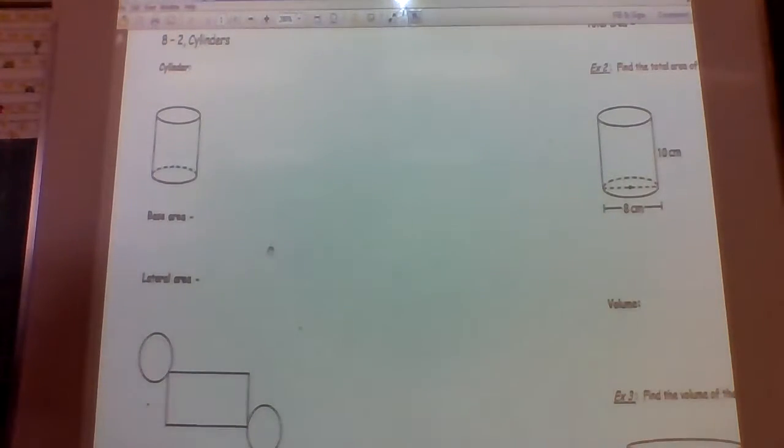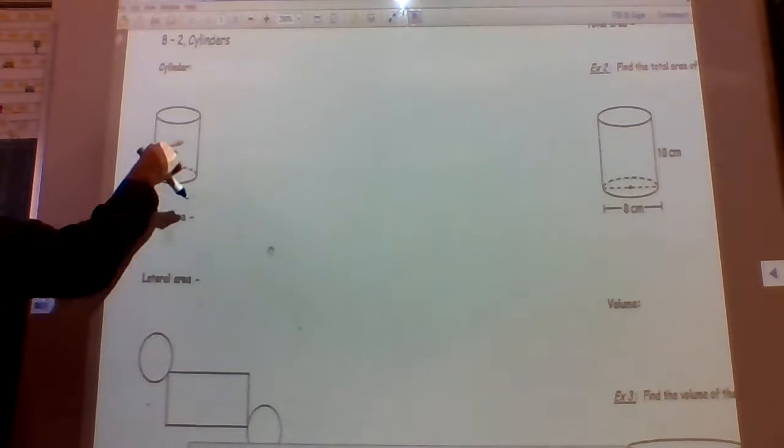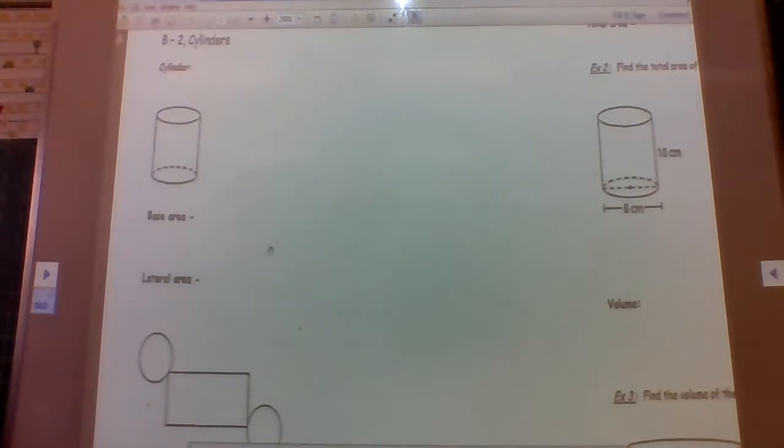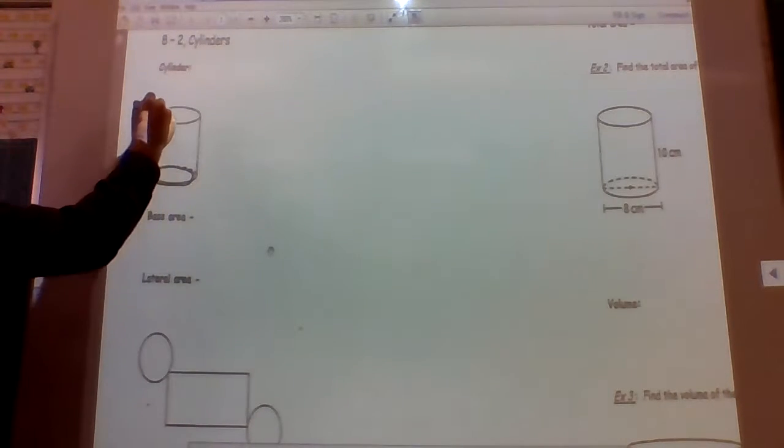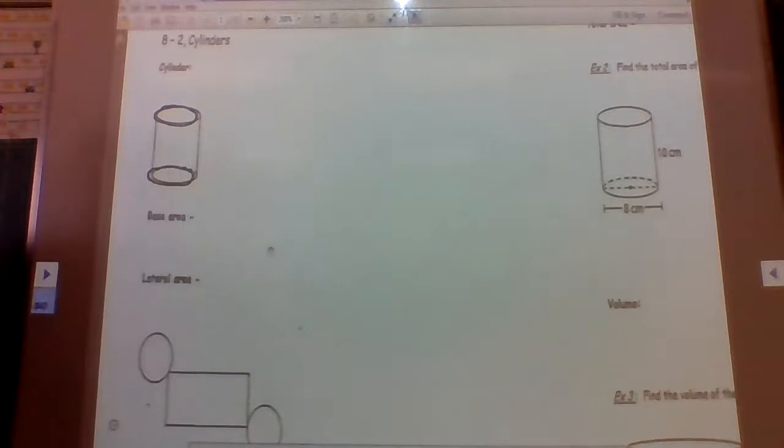Okay, these were the cylinder notes. So a cylinder, we want to think of maybe a can, like a can of peas, can of tuna, something like that. We have two bases. Okay, the bases are circles. So at the bottom, we have a circle. At the top, we have a circle. So we have two bases.